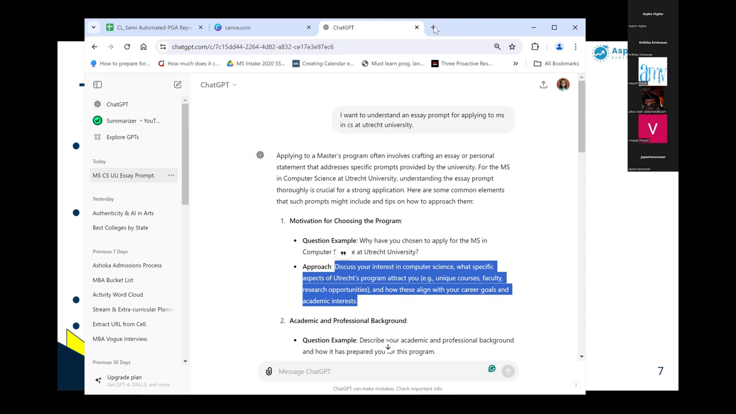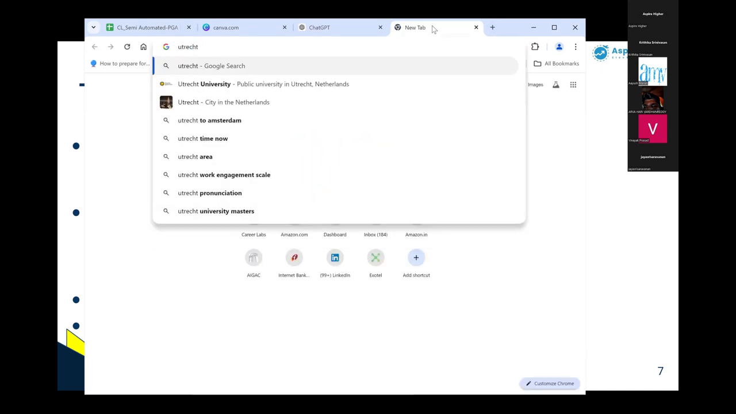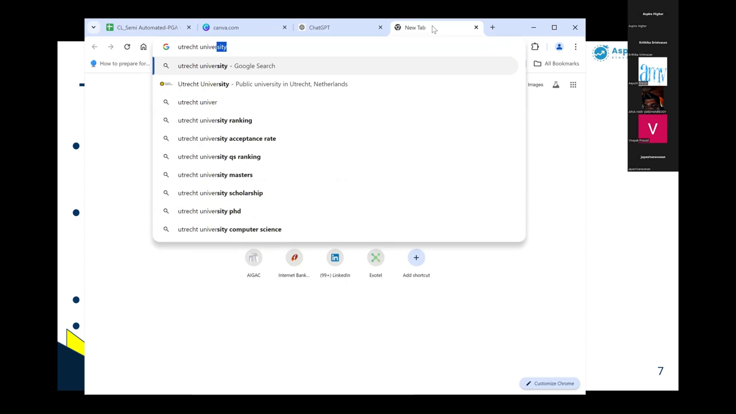If you don't believe me, look at this. So I can go to the same Utrecht University. By the way, guys, I'm just putting a random university right now, because every time I want to show you something live.